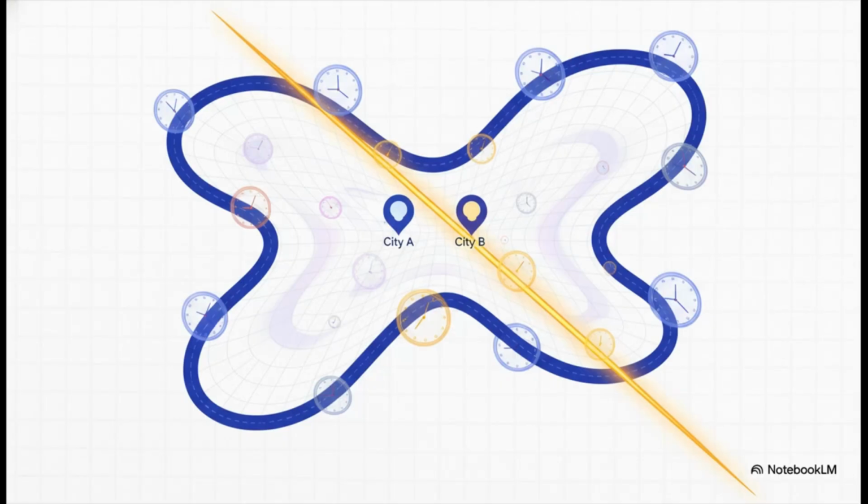And that is the core idea, the big aha moment of a four-dimensional map. The truest, most honest measure of distance isn't miles, it's minutes and hours. In this reality, space isn't fixed, it's fluid. It's constantly being warped and reshaped by time.